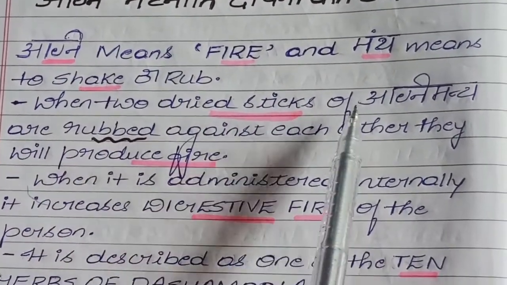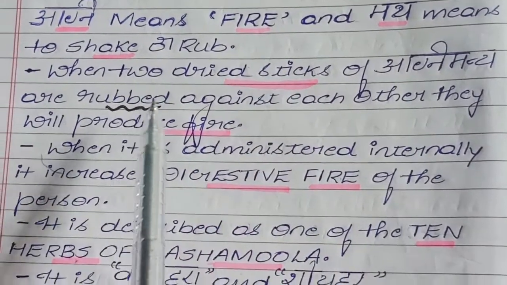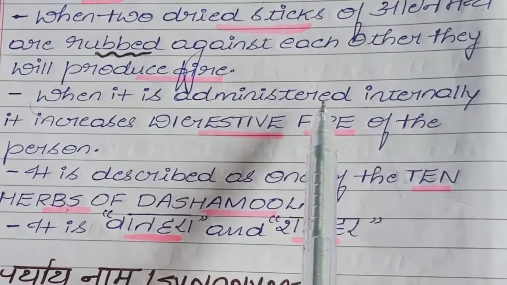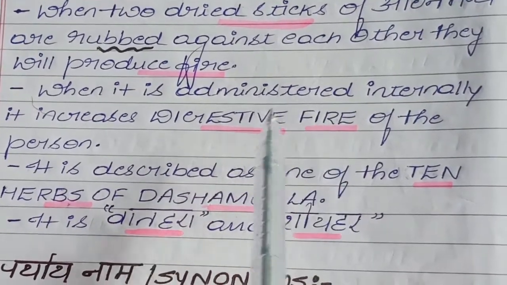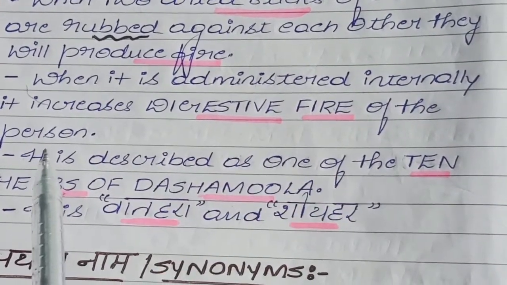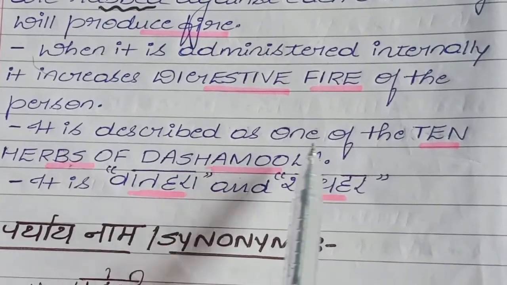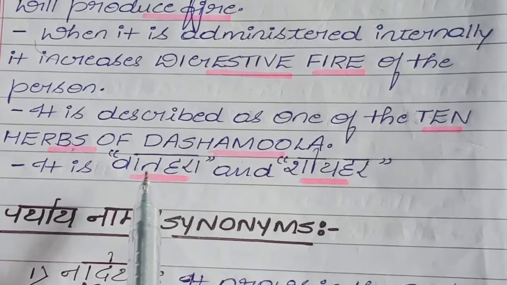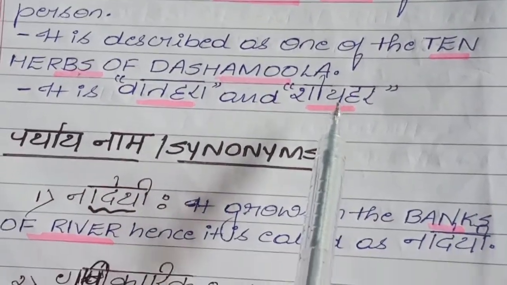When two dried sticks of Agnimantha are rubbed against each other, they will produce fire. When it is administered internally in the same way, it increases the digestive power of the person. It is described as one of the 10 herbs of Dashamula. It is Vatahara and Shothahara.